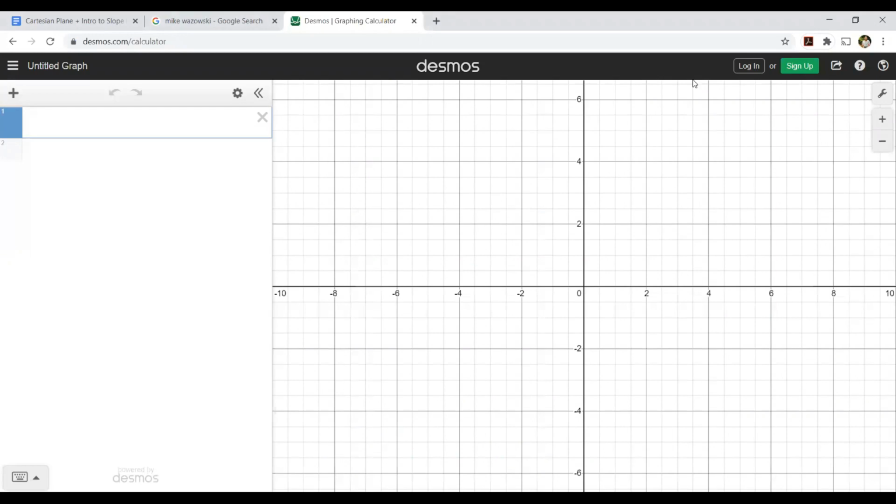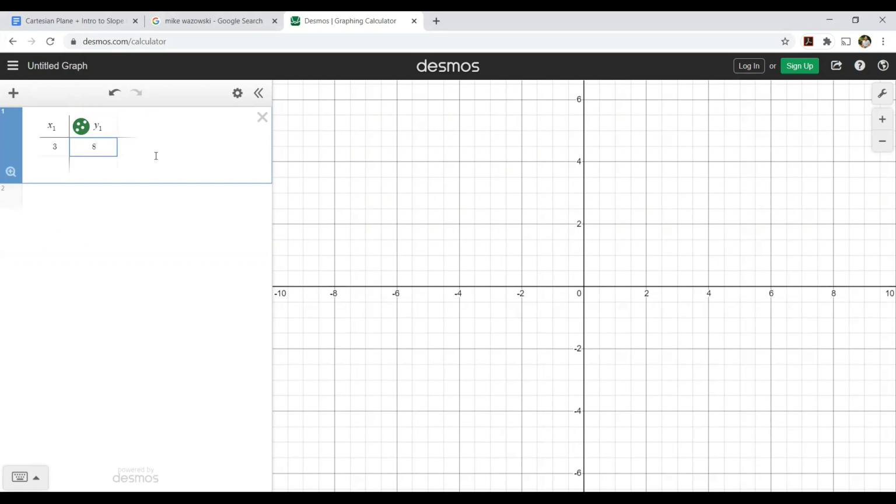To graph points on Desmos, we first have to make a table. And to do that, we're going to click this plus sign here on the left, and it's going to give you options, and you're going to click table. This should pop up. Let's just make up some points. So let's say point A is 3, 8. To put that, you simply type 3 in the x column and 8 in the y column.